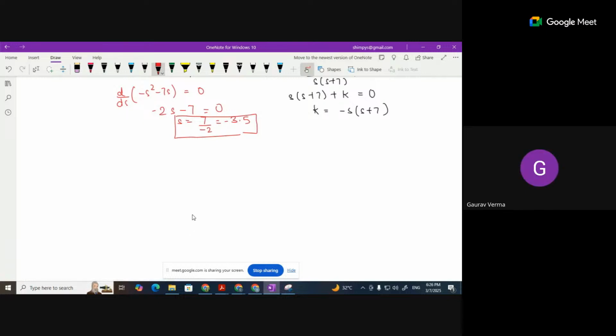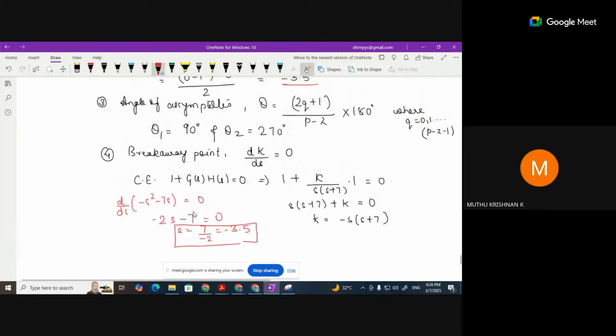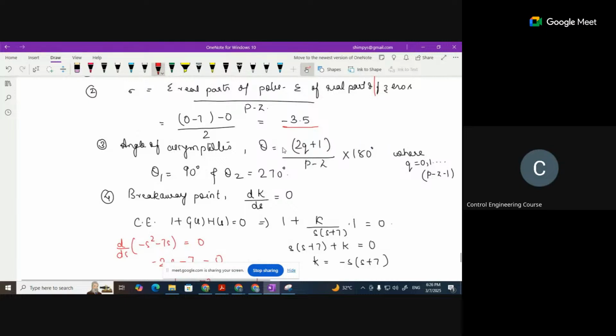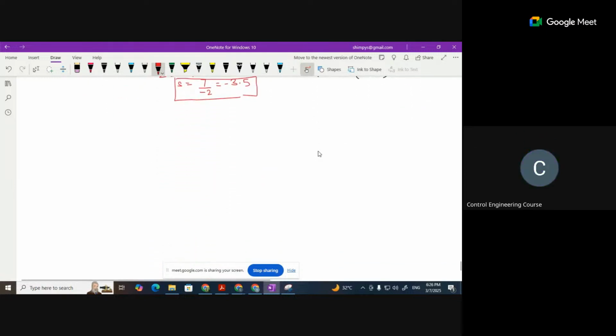Neetu has a question, ma'am. Yes. While finding the angle of asymptotes, won't we have a plus minus symbol in the front? Isn't it plus minus 90 that you are talking about? No, we'll take it positive only. Once we complete the graph, I'll tell you in the graph.